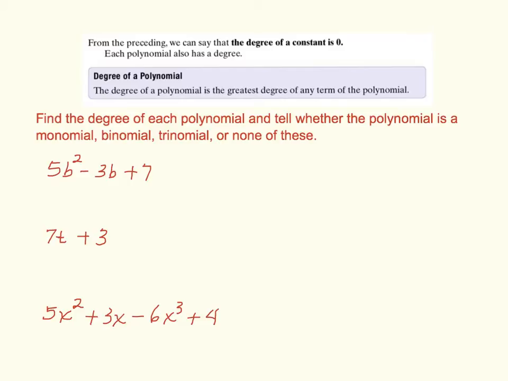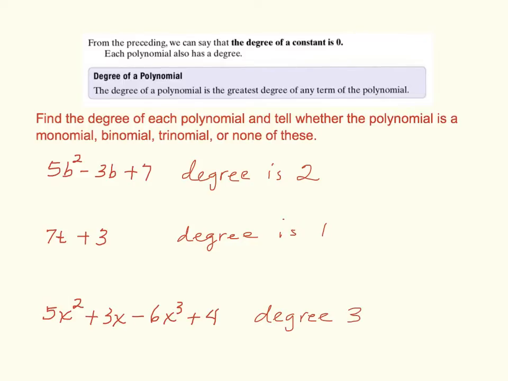So the polynomial degree is what? The degree of 2, because that's the biggest exponent of any of the terms. 7t plus 3, the degree of the 7t is 1, and the degree of the 3 is 0, so the degree here is 1. 5x squared plus 3x minus 6x cubed plus 4, the degree is the greatest degree of any term, which is going to be degree 3.